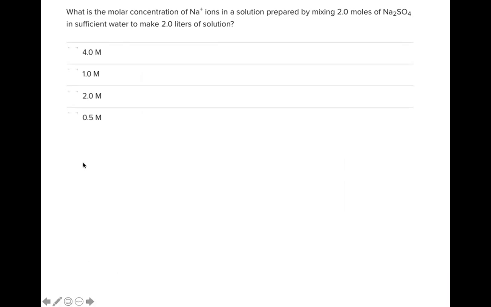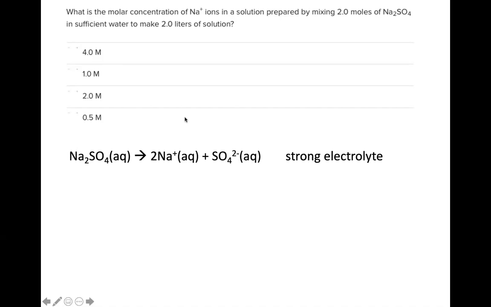Let's look at this one right here. What's the molar concentration of the sodium ions when you do this procedure right here? You take 2 moles of sodium sulfate and you put it into a 2-liter volumetric flask. This is how I'd answer this one. First thing I would do is say, I want to be clear, how does this dissociate? Sodium sulfate is a strong electrolyte. It breaks apart and gives me 2 sodiums and 1 sulfate. So that's where I start.